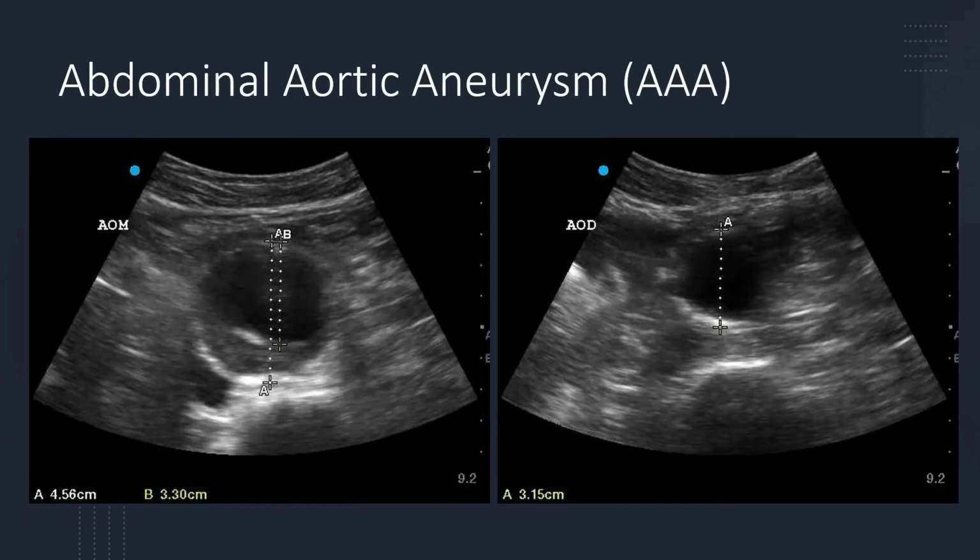You can see here, I like to usually include the whole length of the AAA, and then I like to do a separate clip or measurement of the true lumen. I think it's helpful in the future to see if that lumen's changed or if that intramural thrombus or hematoma is enlarging or expanding.